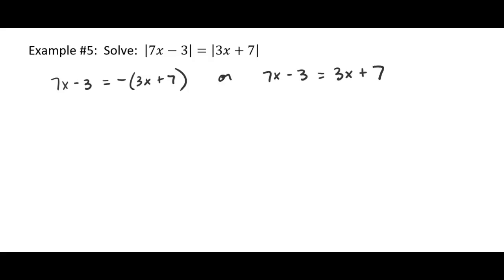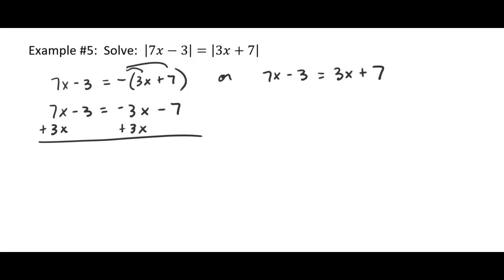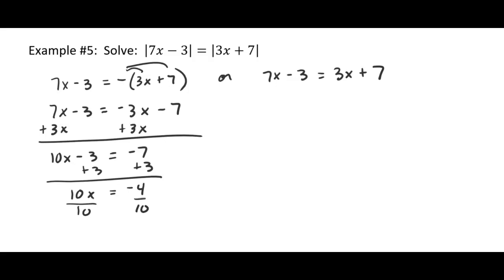Okay, now we have two equations. We're going to solve those. So 7x minus 3 equals negative 3x plus 7. Mistake, minus 7. Got to distribute there, right? Okay. Now I'll add 3x to both sides, because remember, when we're solving an equation, we need to get the x's together on one side. So that gives me 10x minus 3 equals negative 7. So I'll add 3 to both sides. 10x equals negative 4. I'll divide by 10. This is good algebra here. X equals, and then I want to reduce that fraction, negative 2/5. So that's what I get for that one.